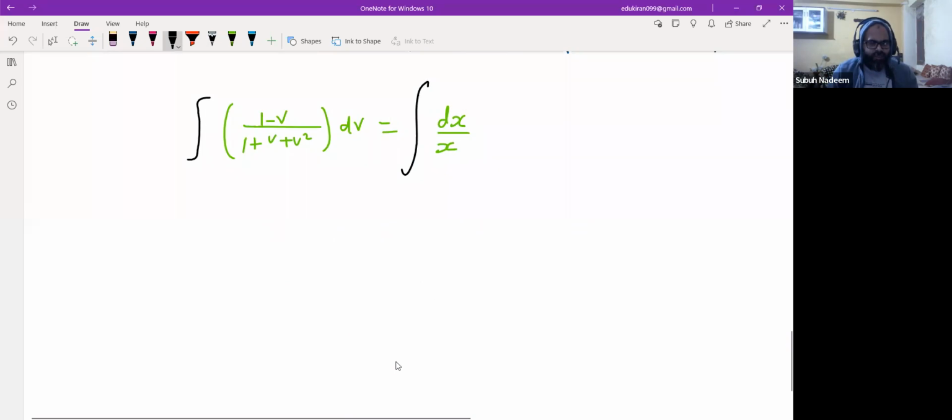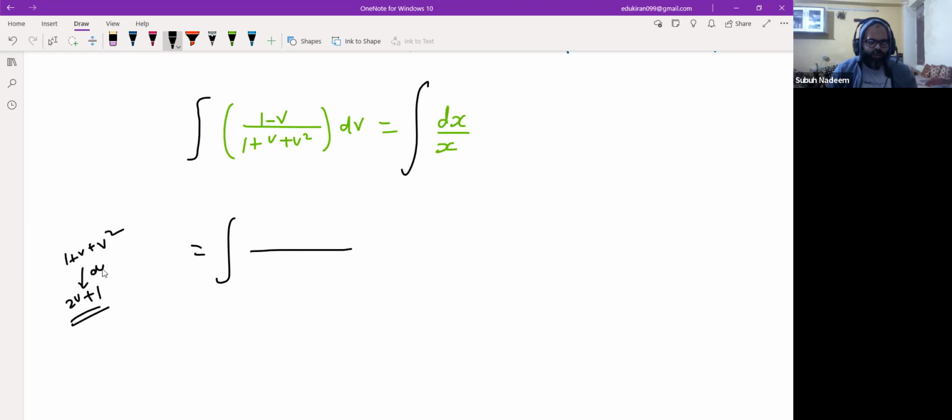we have to integrate left and right. In order to integrate the left, we know that the denominator is 1 plus v square. So let us see the derivative of the denominator, which will be 2v. The derivative of 1 plus v square will be 2v on differentiating.